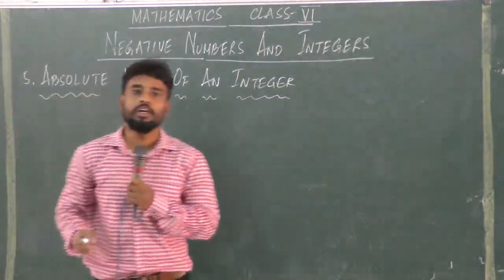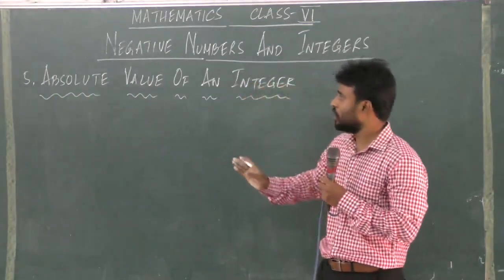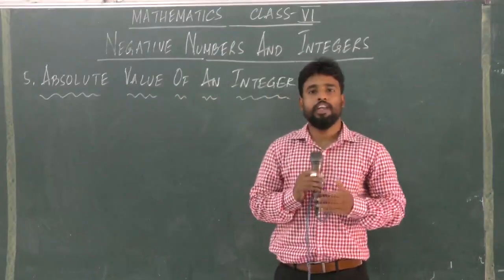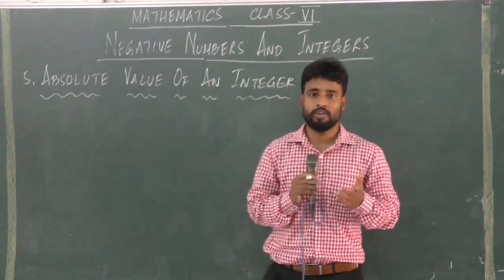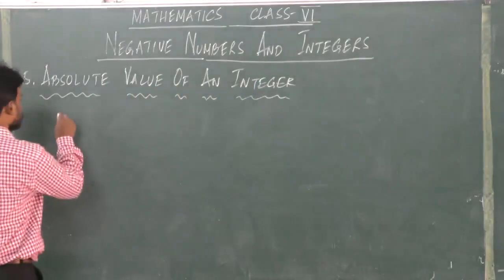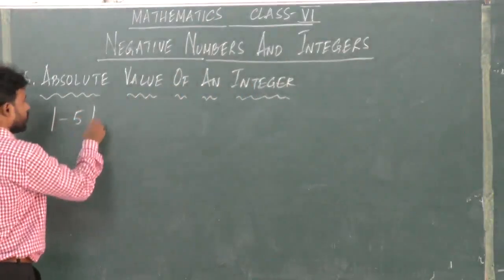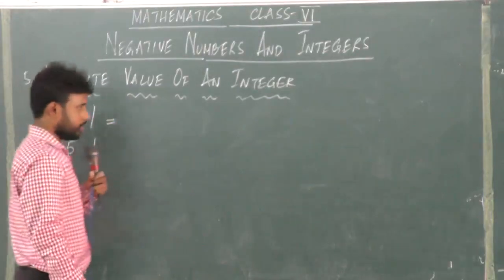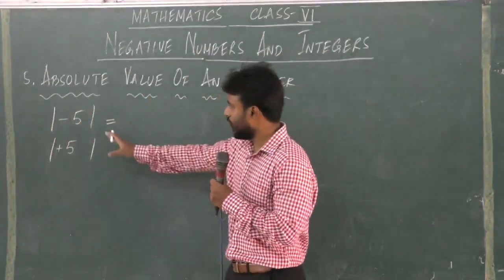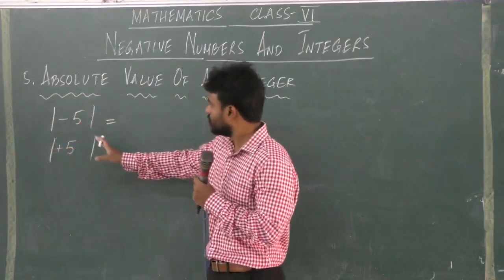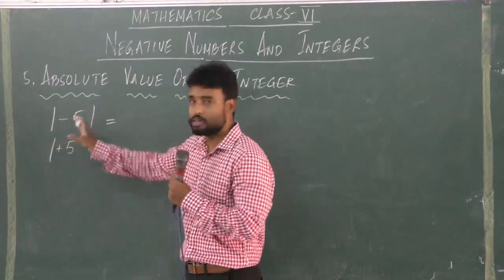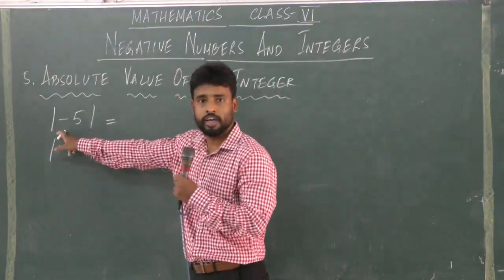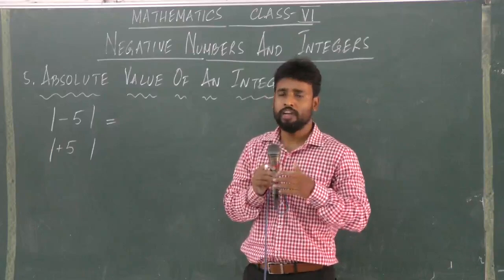So let us come to the fifth subtopic, which is called absolute value of an integer. So here, let us understand what is absolute value. This is how we write absolute value. There are two lines drawn just beside the number. We have minus 5. We want to find out the absolute value.